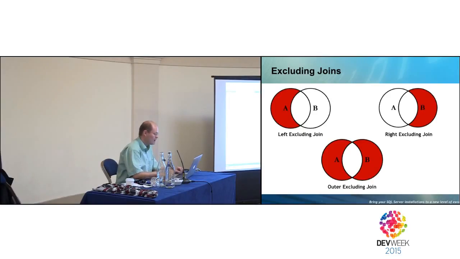Here I have a full outer excluding join, when we work with a full outer join. In the execution plan, same thing as previously, SQL Server performs the full outer join, and then we have the explicit filter.